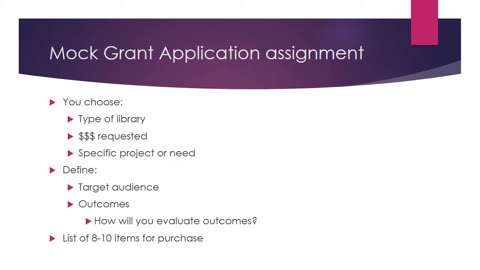And we're back. So you need to choose what type of library you want to write this from. You know, public, a special library, a law library, obviously a university library, whatever you'd like. You will need to figure out the amount that you want to request, and what you're going to want to do is choose a specific project that speaks to a specific community need.